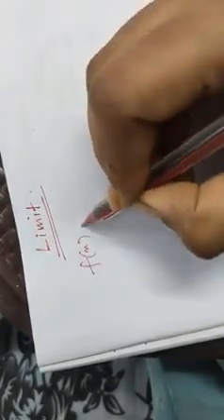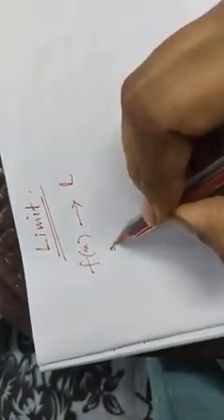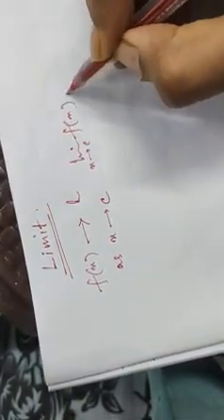Suppose we have one function f(x), and I'm saying that f(x) tends to a limit L as x tends to c. That means limit x tending to c of f(x) equals L. You are all familiar with this notation, and how to check that limit? We check the left hand limit and right hand limit. If both are equal, then we say that it is moving to the limit L.